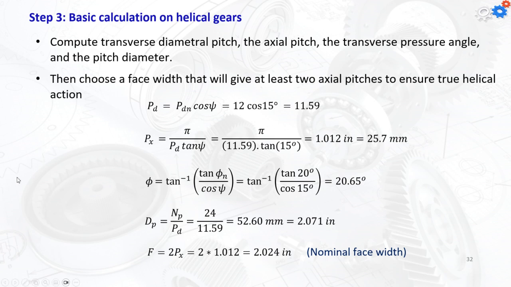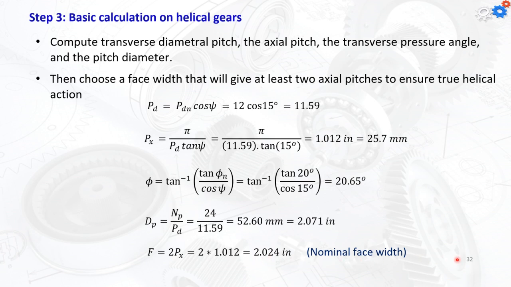Everything has been explained earlier, so no need to go through it in much detail. You can see here that the PD value equation is given, the PX value equation, the phi, the DP, and the F. So we get the PD value to be 11.59. The PX, or axial pitch, is going to be 1.012 inches, and the phi value is 20.65. The DP, or pitch diameter, is 2.071 inches, and the face is 2 times the PX, which gives 2 times 1.012, or 2.024 inches.